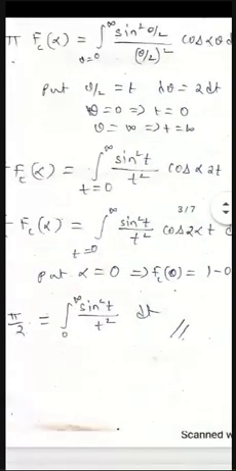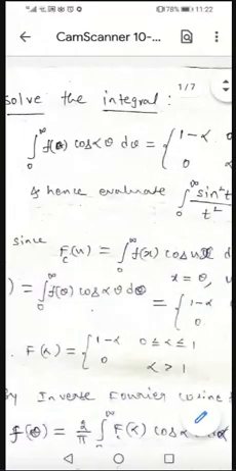So F_C of 0 is what? 1. So pi by 2 into F_C of 0, that is pi by 2 on the left side. On the right side, cos value is 0. So the integral from 0 to infinity of sine square t by t square dt is pi by 2. Hence we proved this one.